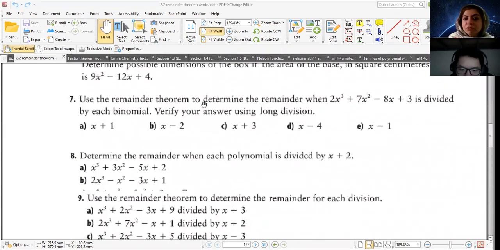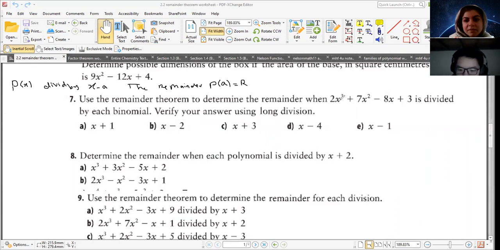Okay, use the remainder theorem to determine the remainder. According to the remainder theorem, if you have P(x), any expression, could be like 2x^3 + 7x^2 - 8x, and you divide it by, let's say, x - a, the remainder is P of the zero of that. x - a, the zero of this is a. So P(a) is going to be your remainder.